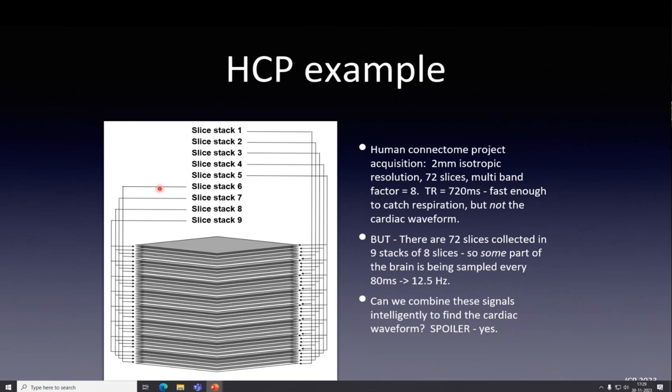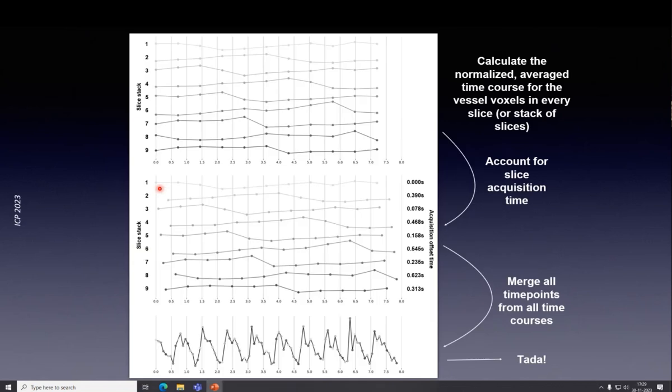Okay, so the HCP example, the Human Connectome Project, has 72 slices acquired in 720 milliseconds. That means you have 9 stacks of 8 slices collected every 12.5 milliseconds, which is wicked fast, and that we can do that. So we want to know, can we combine them? The answer, of course, is yes, or I wouldn't be standing here talking about it.